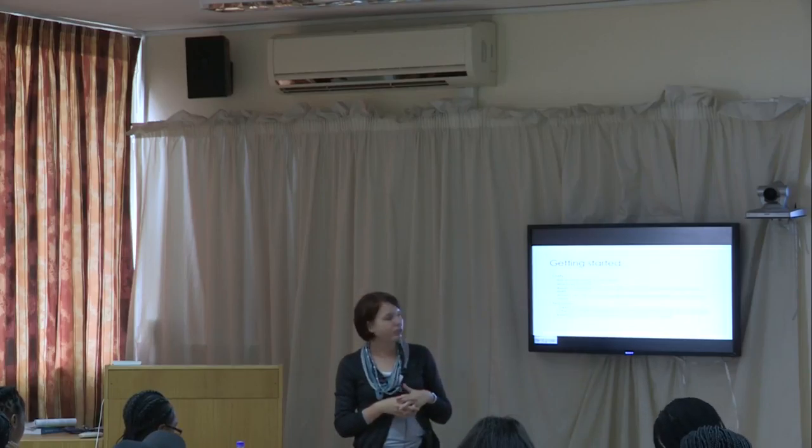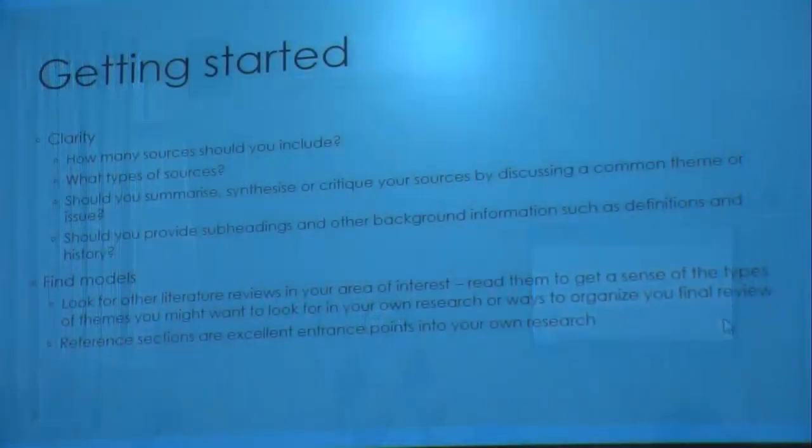When you write your literature review, we've talked about that. Find the models, find the theories that support your topic. Look for literature reviews in your area of interest. Read them to get a sense of the types of themes you might want to look for in your own research, and also ways to organize your own research. You can get ideas from reading what headings you should include. It indicates to you what is important and how to write your headings. So it's very important to read to get a sense of how to write the literature review.